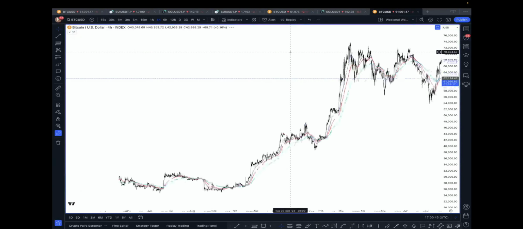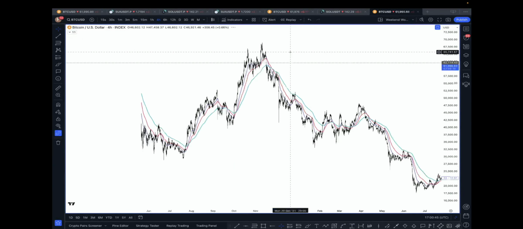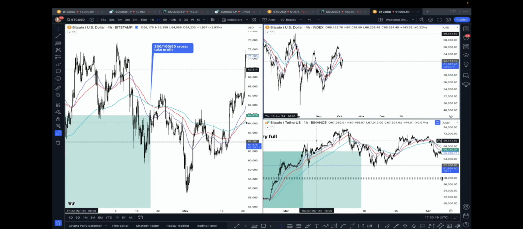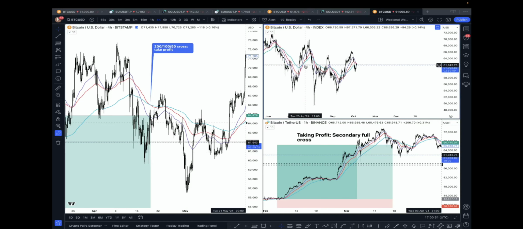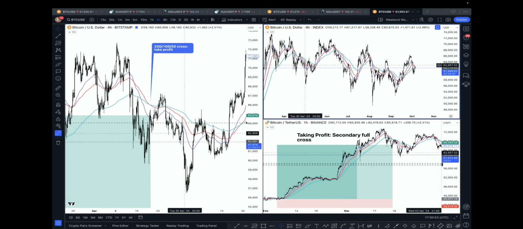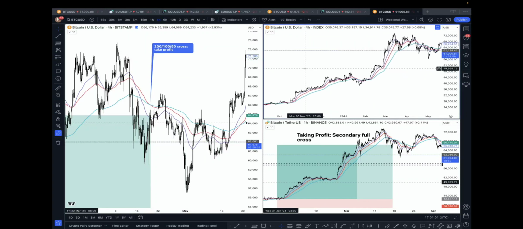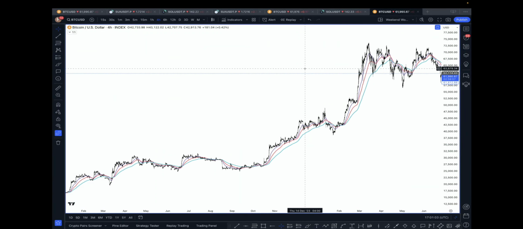Where is... Oh, what have I done? I had my secondary full cross. Maybe it was on a different chart. I'll just do it again.